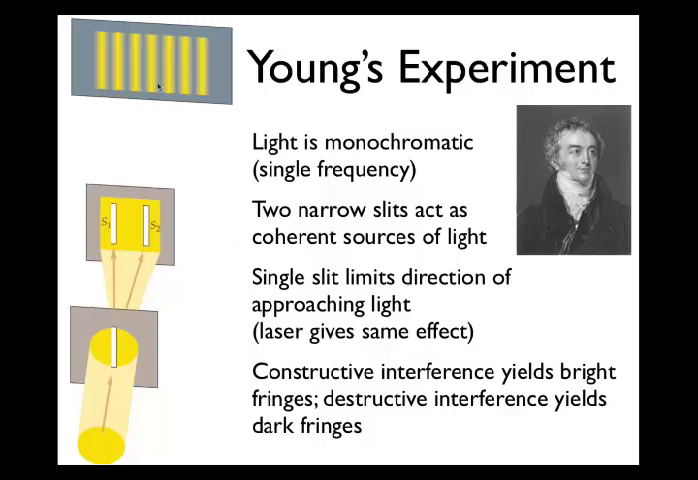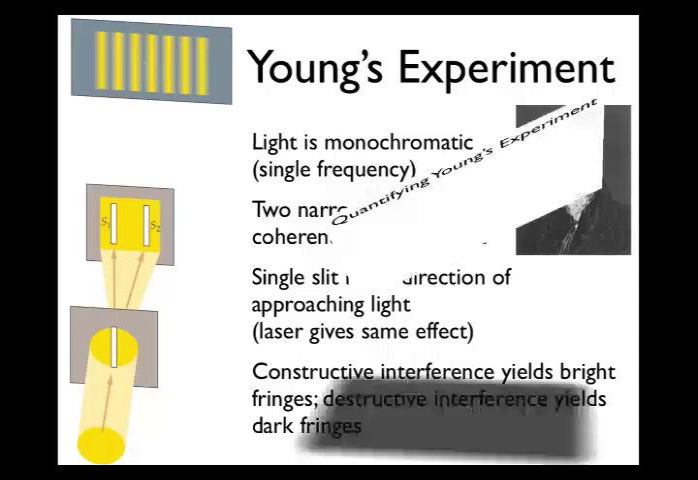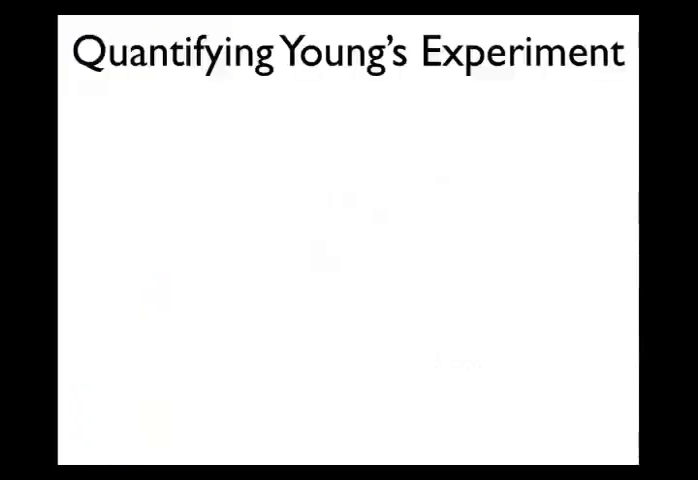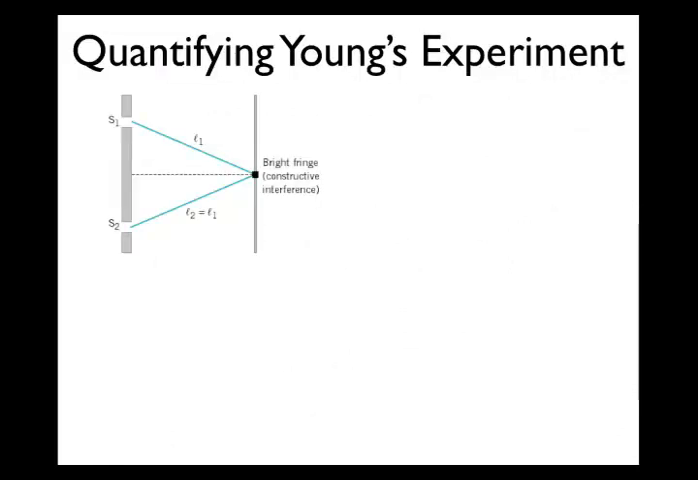And where we get light piling on top of light constructively, we get a bright spot on the screen. Where we get light and light interfering destructively, we get a dark spot on the screen. So we want to work a little bit on the geometry of what's going on in Young's experiment.